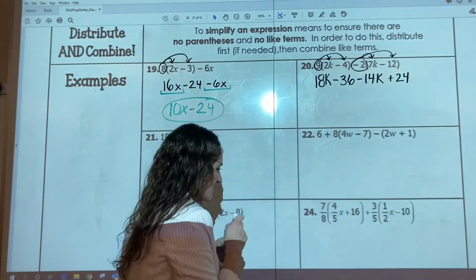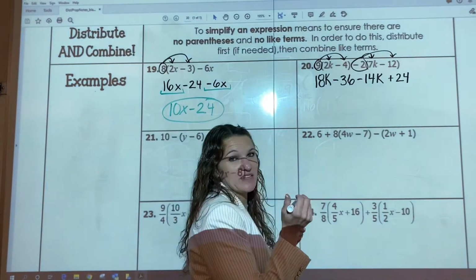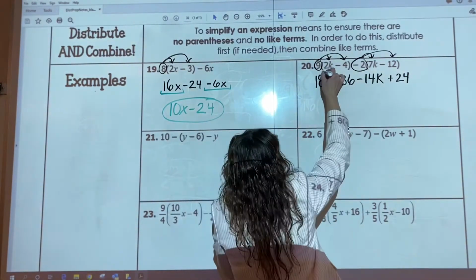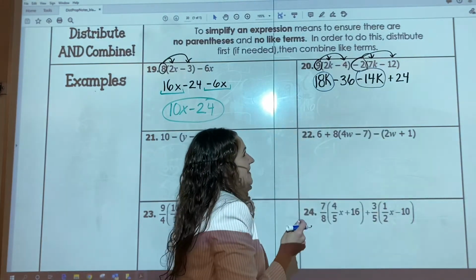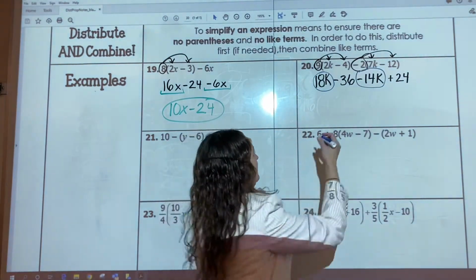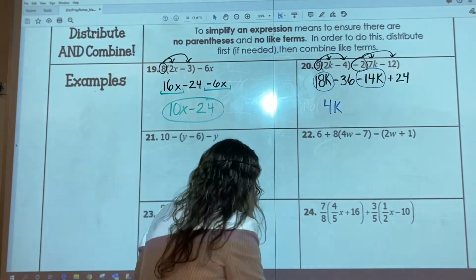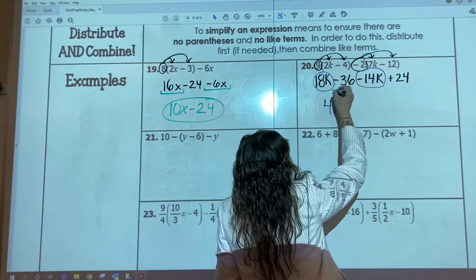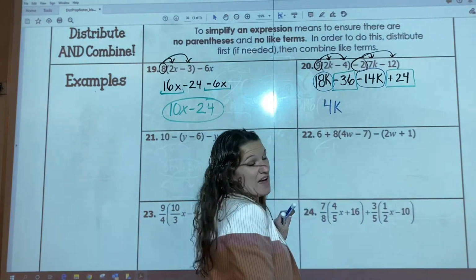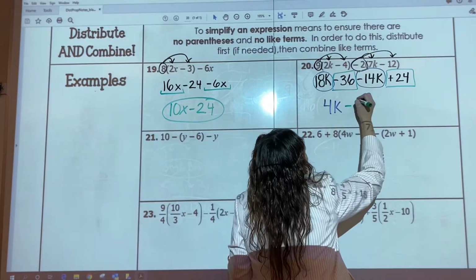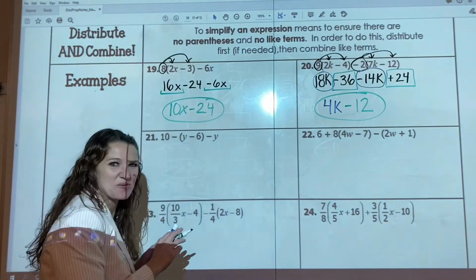All right, we have two sets of like terms here. For my first set of like terms, I have k's in common. So I have an 18k and a -14k. So if I take 18 minus 14 in my calculator, it will give me a positive 4k. My second set of like terms is the -36 and the positive 24. And when you add those together in your calculator, you're gonna get -12. All right, not so bad.